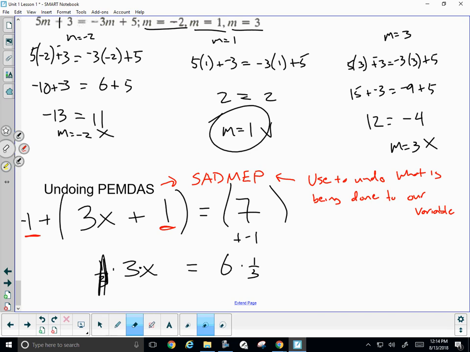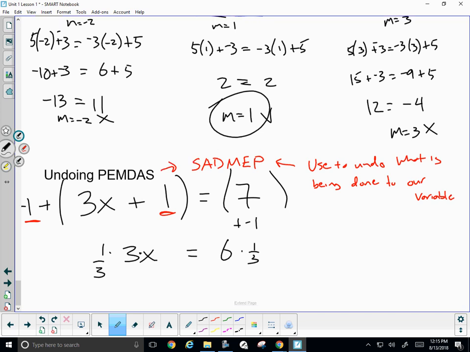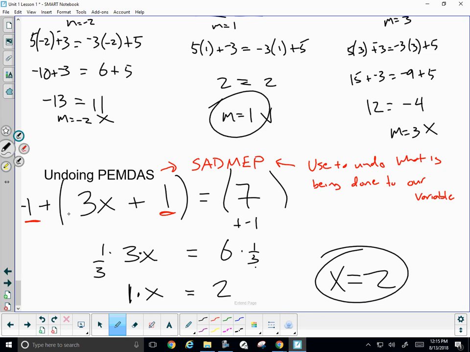You can multiply by 1/3, or you can divide by 3. It's the same, but what we have done is turn this 1/3 times 3 into a 1. 1 times x is equal to 6 times 1/3, which is just going to be 2. And I've discovered the hidden value 2 that will have this equation be balanced.